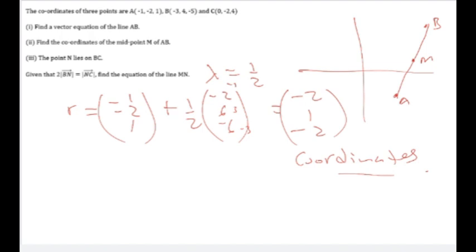Now, let's move on to the final part. We've been told the point N lies on BC, and given that twice the magnitude of the vector BN equals the magnitude of NC, find the equation of the line MN. So again, we stick to basic principles.